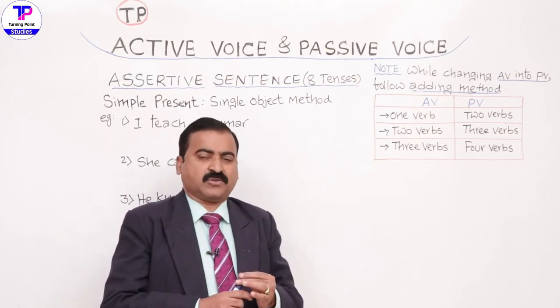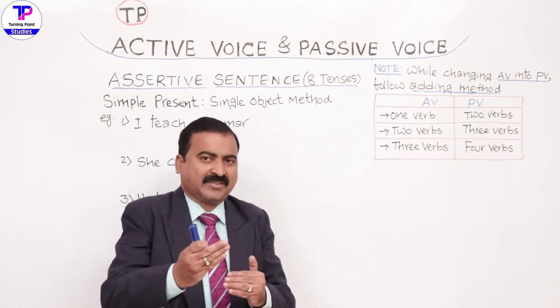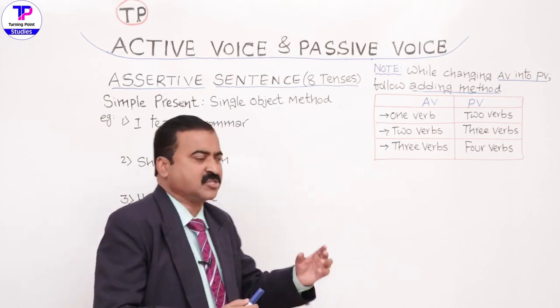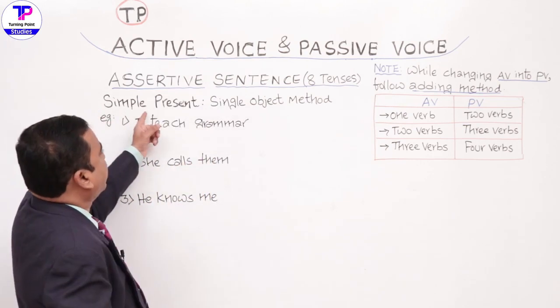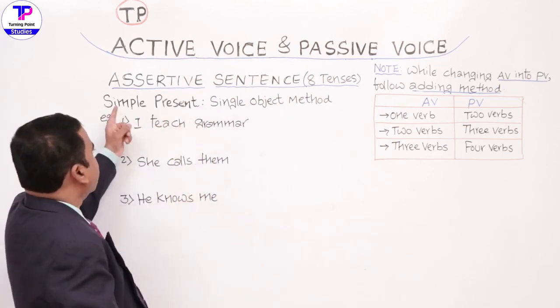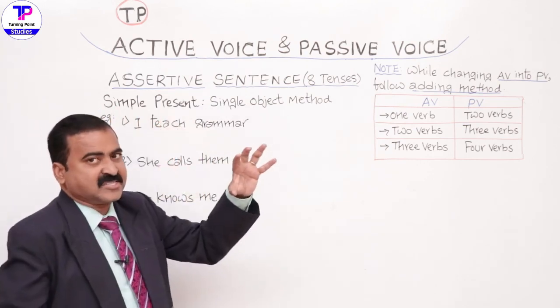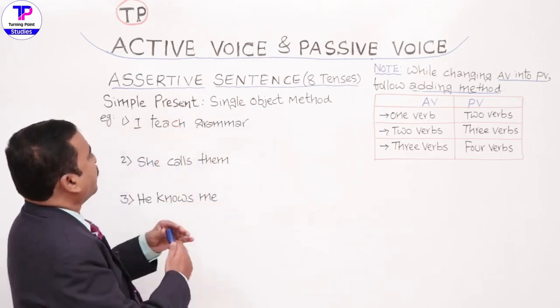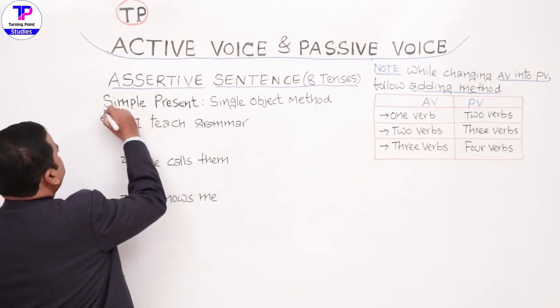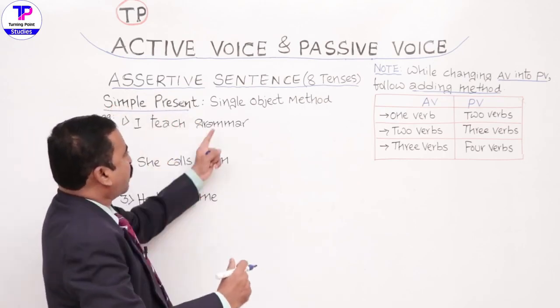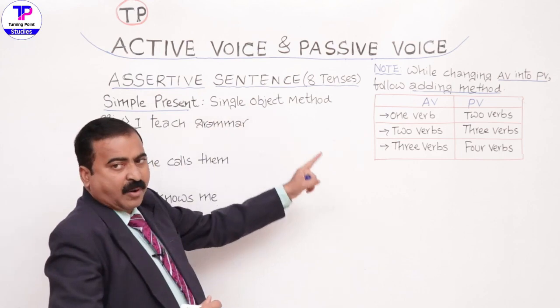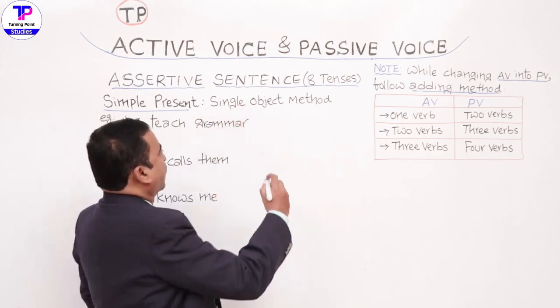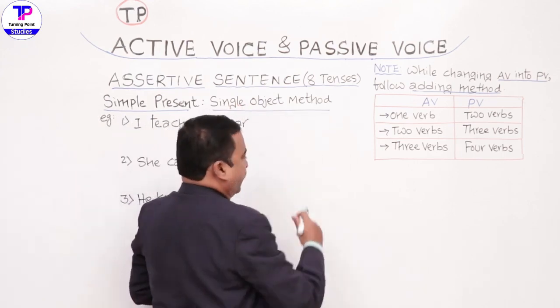How to do that voice usage? I told you 5 methods. Among the 5 methods, now we are going to discuss only the first method, that is simple present. 8 tenses are there. In the 8 tenses, the first tense is simple present. And in the simple present, I am going to discuss among the 5, the first method, single object method.